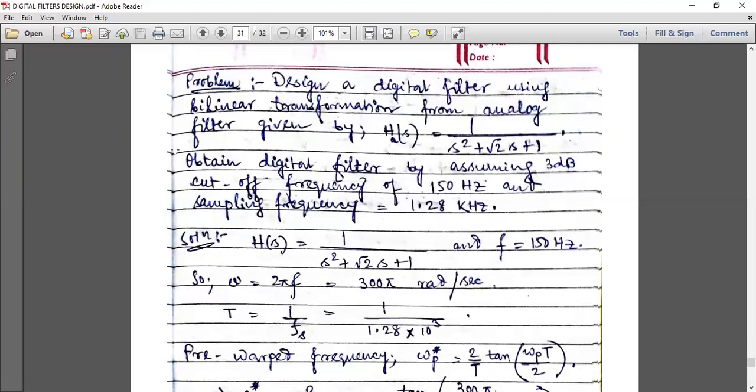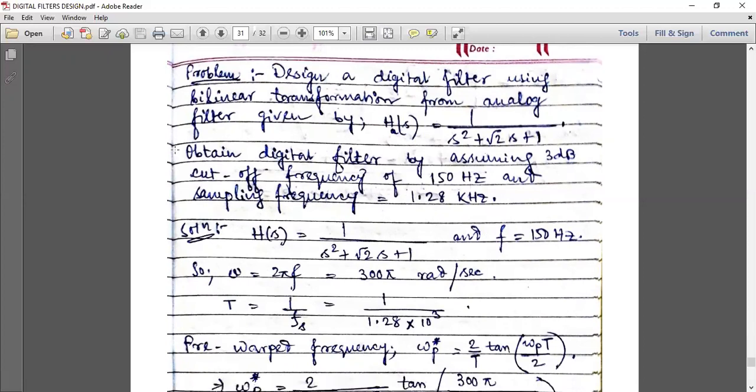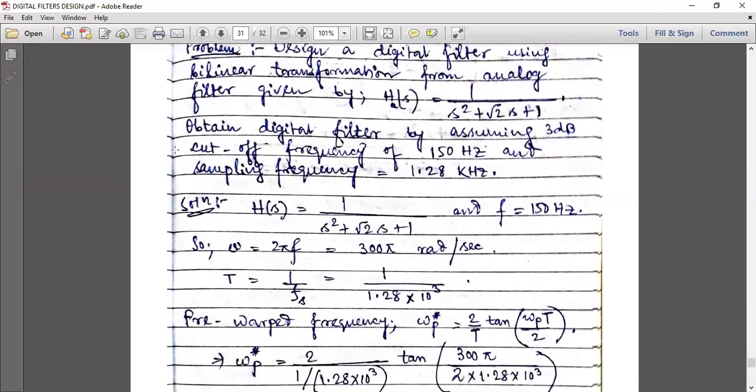So what will be omega? Omega is 2 pi f. So 2 pi into 150 means 300 pi radians per second. Okay. Now time will be the inverse of sampling frequency. So what is the sampling frequency? 1.28 into 10 to the power 3. So T will be 1 by 1.28 into 10 to the power 3. Now we have to calculate what? The prewarp frequency, isn't it? So what will be our prewarp frequency?